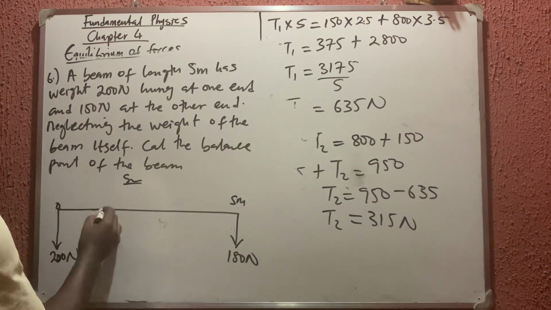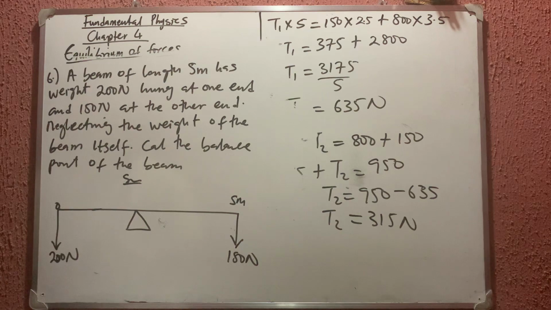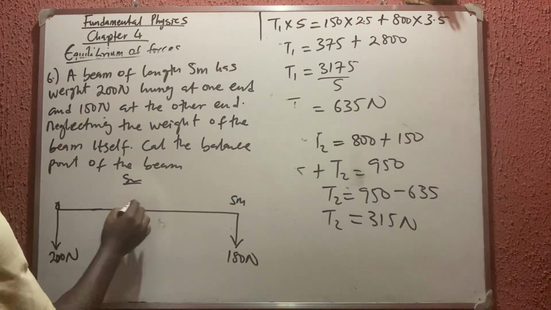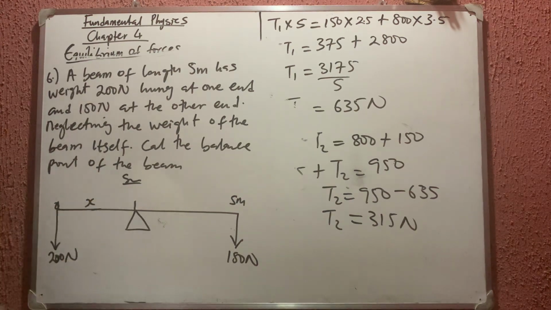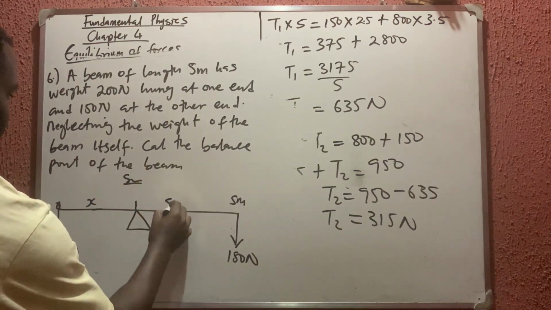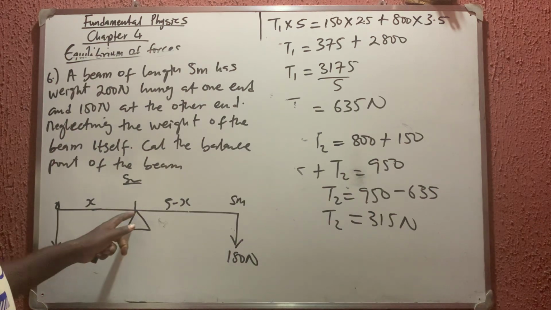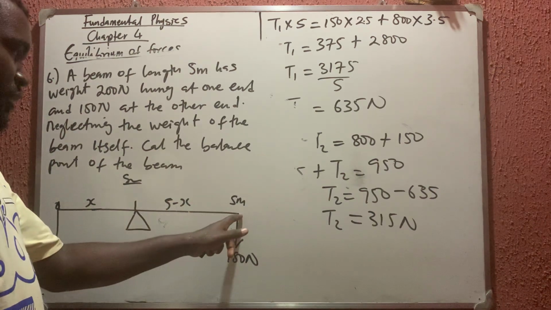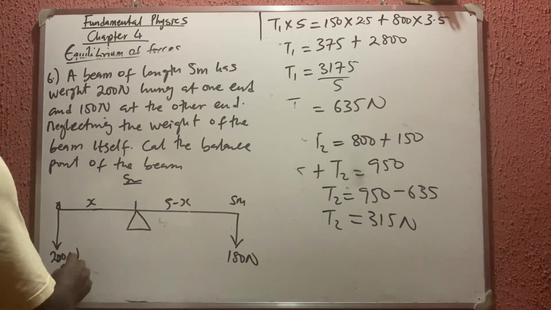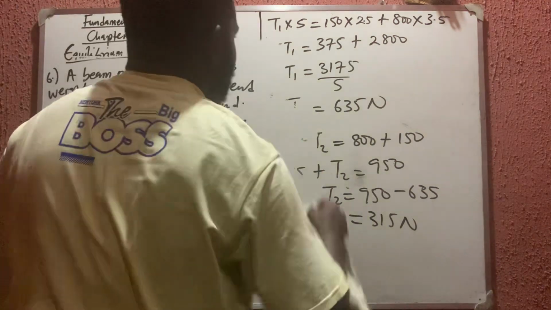So we are now asked to find the balance point. That is, where do you think our knife edge will be so that these two things will balance? Let from here to here be equal to x. Then from here to here will be 5 minus x. Is it not true? So you now do the clockwise moment and anti-clockwise moment to get our x.